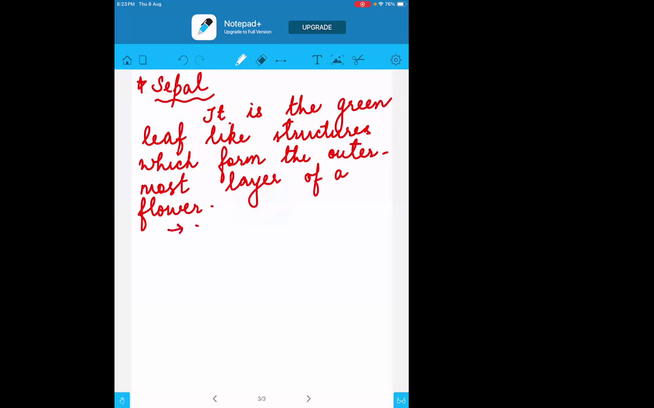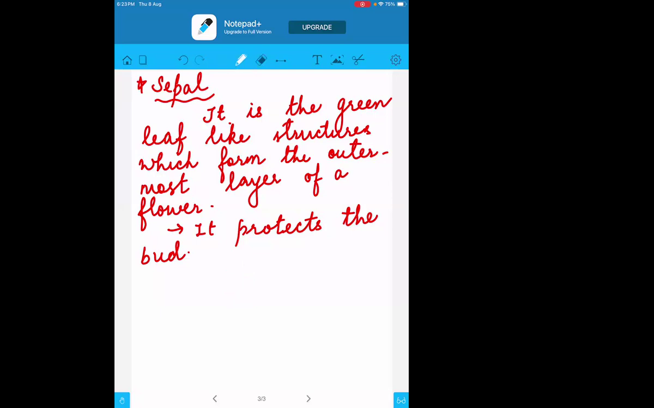Then the second thing, it protects the bud. So you might have seen the buds will be protected in this. Suppose this is the bud maybe. So outside some green color structure will be there. So they will be protected in them. So this is the main function of it, that they give protection to the bud at the early stage.